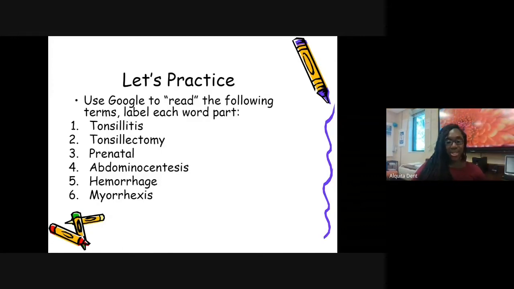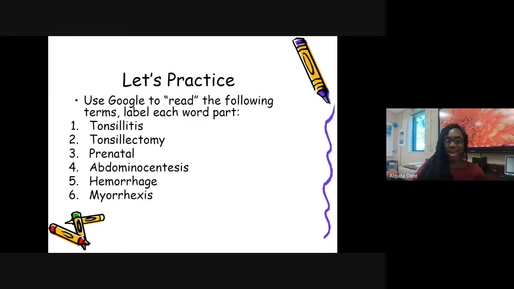Three, prenatal. We just did that one. So that one should be easy. Four, abdominocentesis. What word parts do y'all see there? All right, five, hemorrhage. I'll give y'all a hint. It's two word parts for that one. And then six, myorrhexis. Two word parts as well. So not many of them have a prefix. Really, I think only one does.